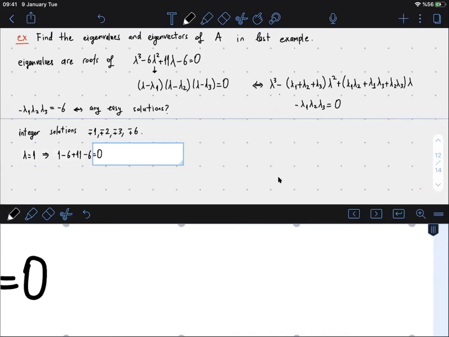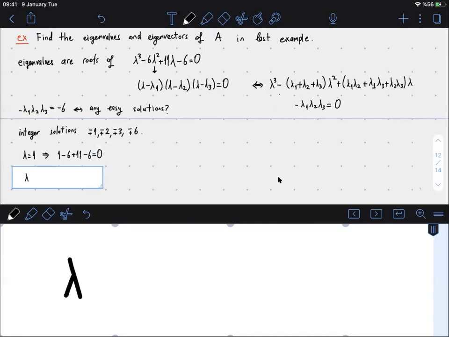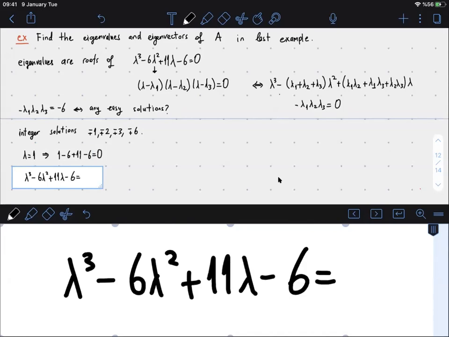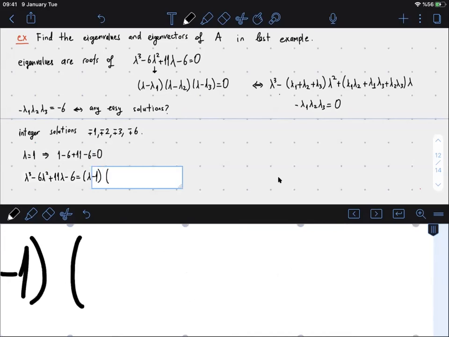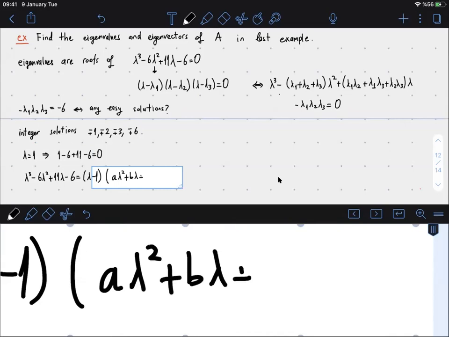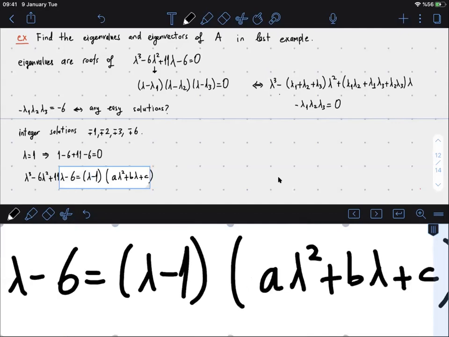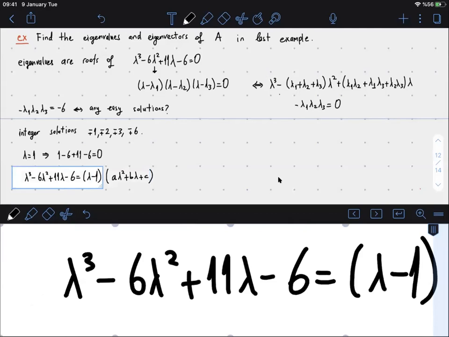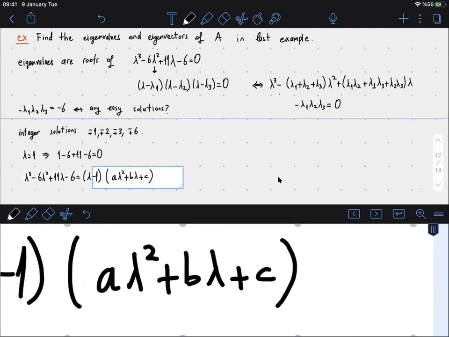So we can see that lambda cubed minus 6 lambda squared plus 11 lambda minus 6 equals (lambda minus 1), because lambda equals 1 is a solution, times a quadratic polynomial, a lambda squared plus b lambda plus c. Now I can try to find a, b, and c. How do I find them? First of all, it's easy to see that a must be 1, because a times lambda cubed must equal lambda cubed.